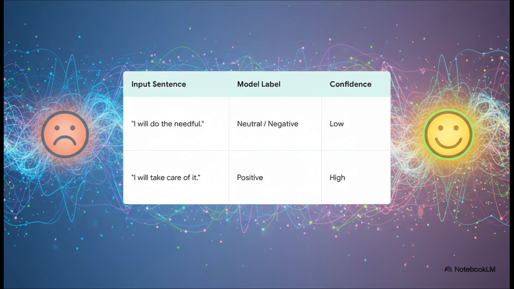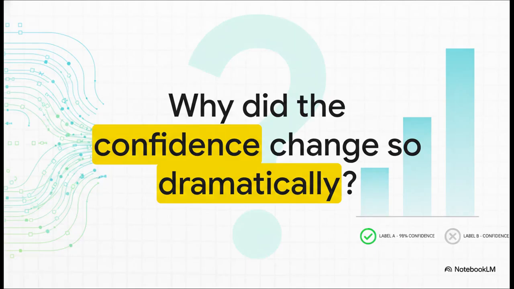Okay, now let's try a phrase that means basically the exact same thing, but is more common in American English. "I will take care of it." The meaning is identical, but just watch the output. Bam! The model flags this as highly positive, and the confidence just shoots way up. So what on earth is going on here? To a person, these two sentences mean the same thing, but the model's reaction couldn't be more different. Why?